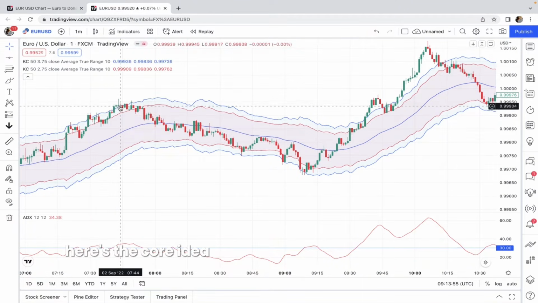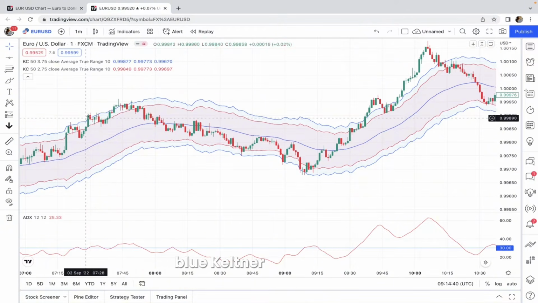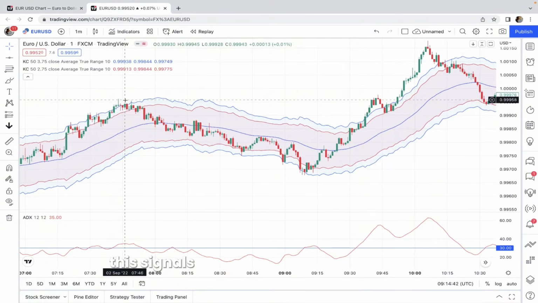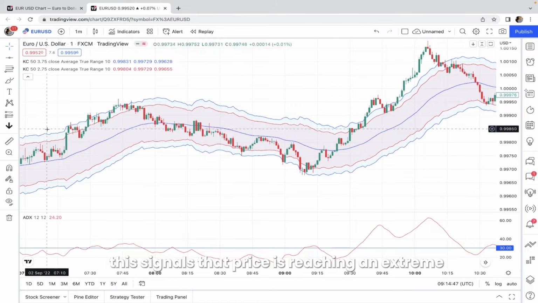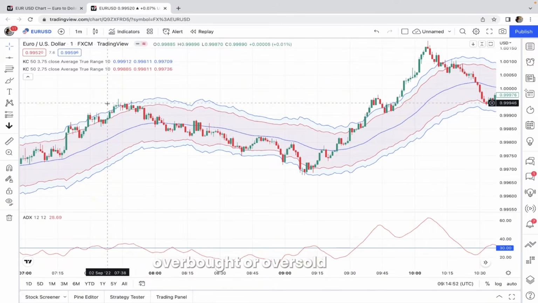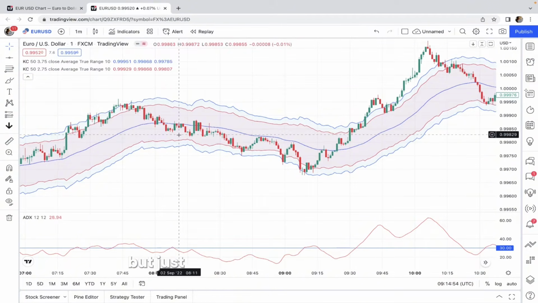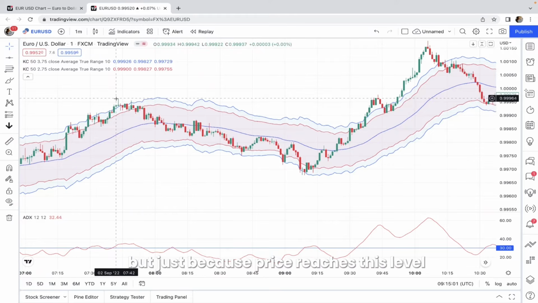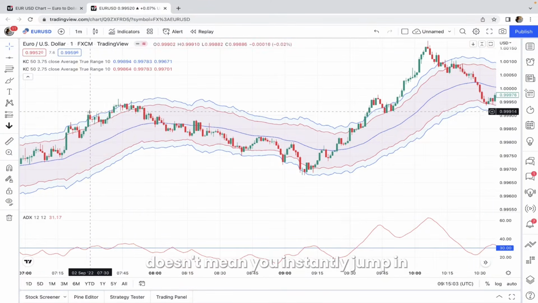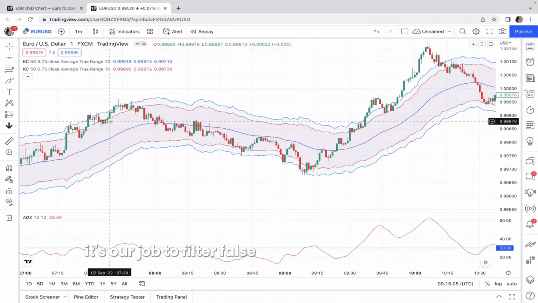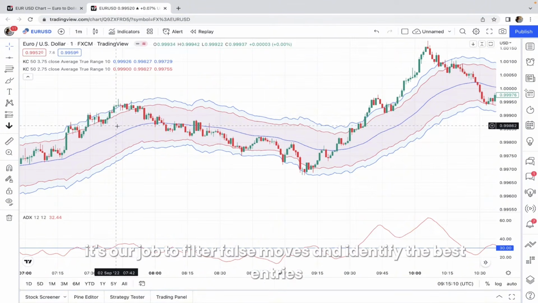Here's the core idea. Watch for when price pushes beyond the wider blue Keltner channel bands. This signals that price is reaching an extreme, overbought or oversold condition. But just because price reaches this level doesn't mean you instantly jump in. It's our job to filter false moves and identify the best entries.